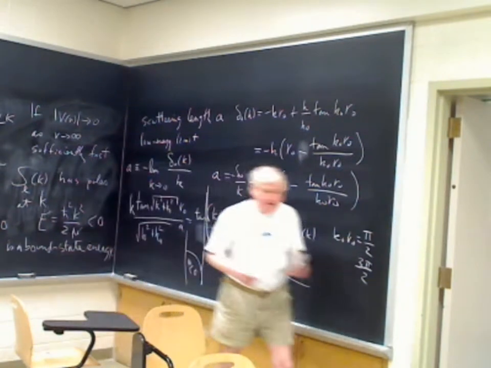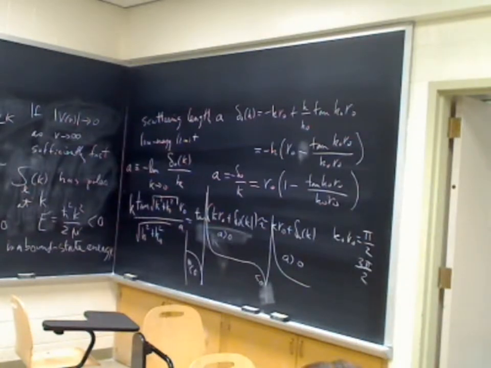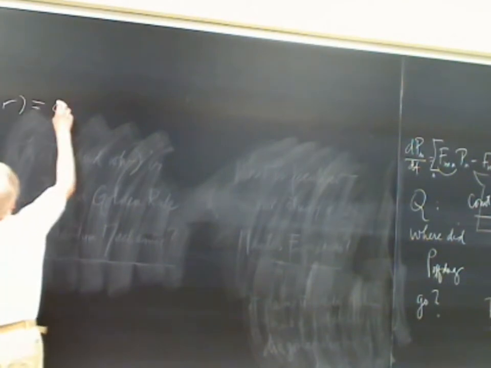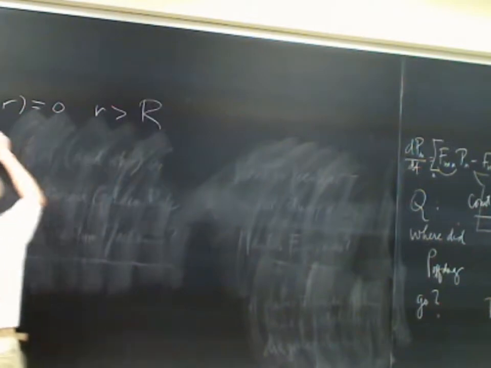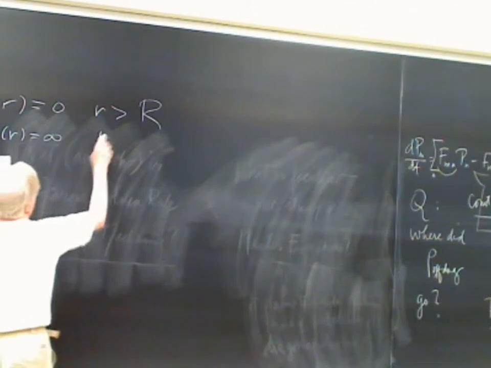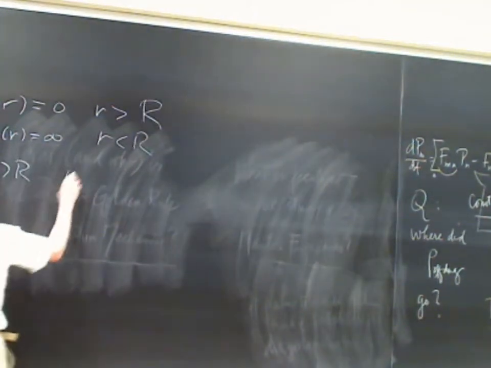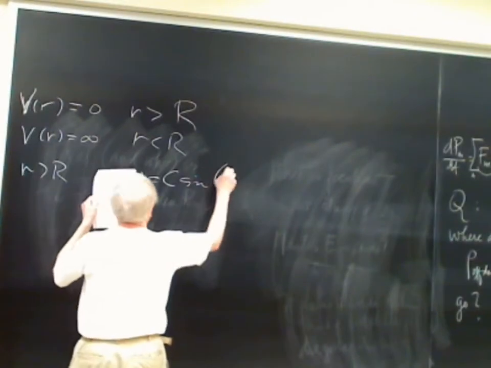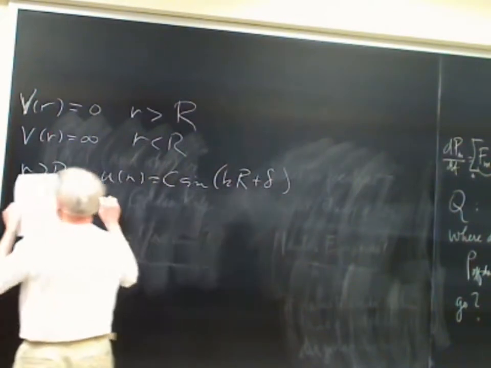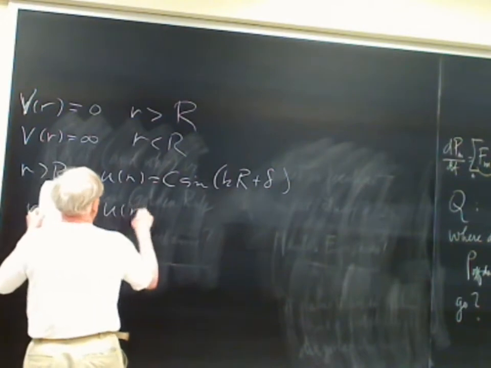Okay, we have time for another example, one we can do very quickly, namely, let's consider scattering off a hard sphere. This is easier to do. We have V of r equal to 0 for r greater than, let's say, R, and V of r equal to infinite for r less than R. So for r greater than R, we have u of r equal to some C sine of kr plus delta, and for r less than R, we have u of r equal to 0.